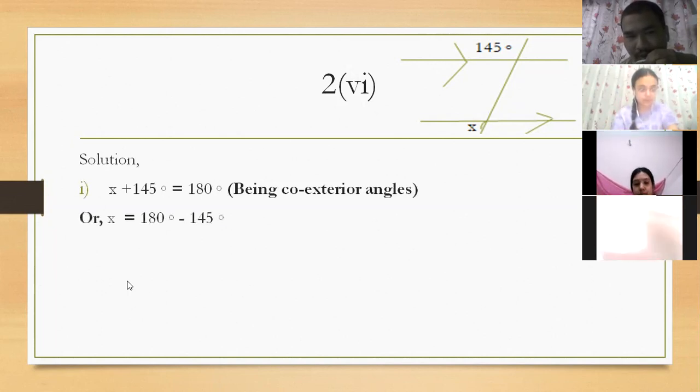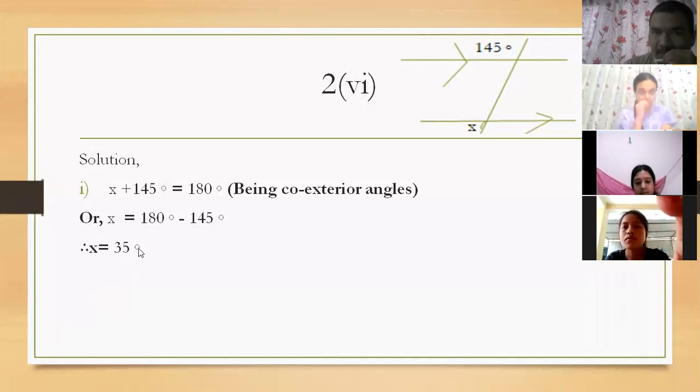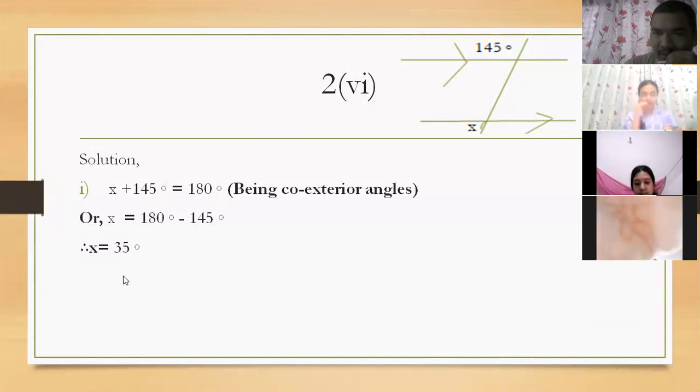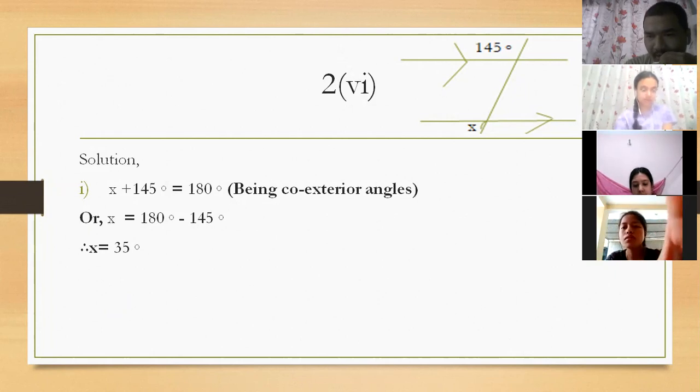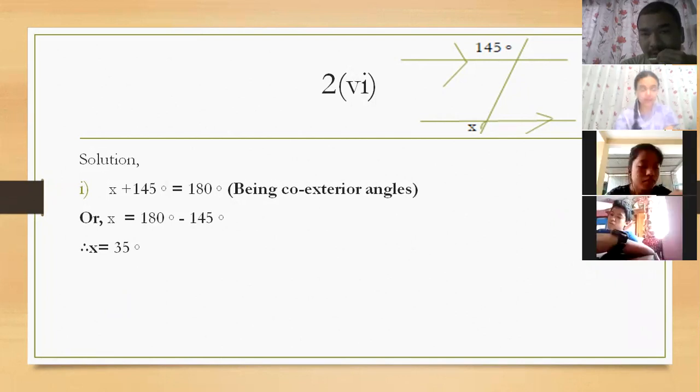Then we have to find out like this. Write the reason also at the side, and you will get the value of x as 35 degrees. Are you clear, children, about this? Yes, sir. Very good, very good. Now I'm going to show you the next slide. You are clear about it, right? Yes, sir.